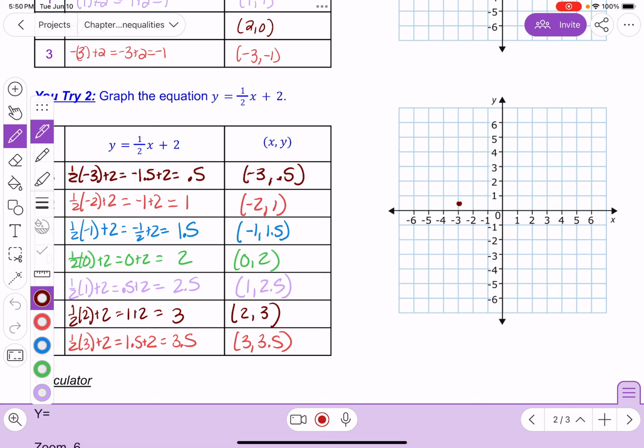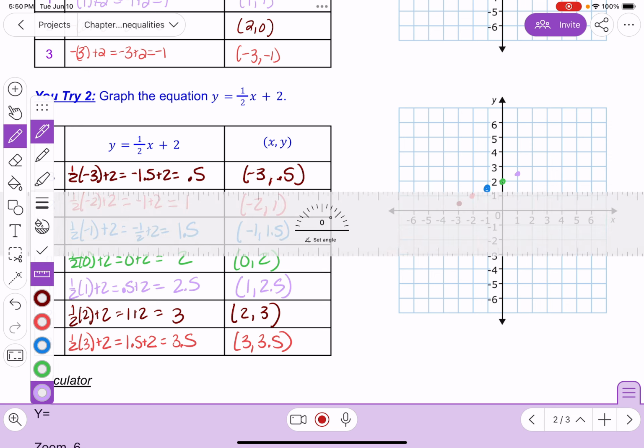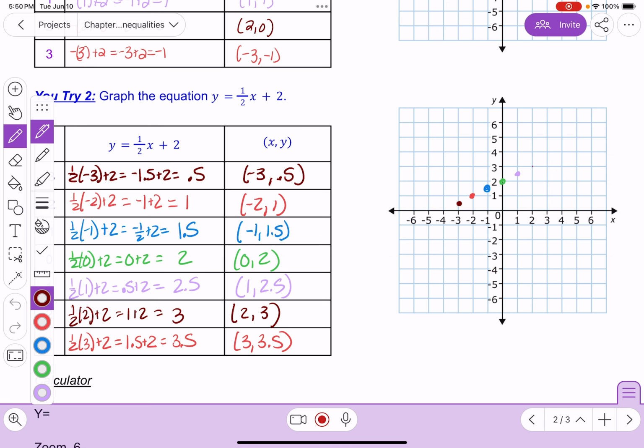Negative 3 comma 1/2. Negative 2 comma 1. Negative 1 comma 1.5. 0 comma 2. 1 comma 2.5. 2 comma 3. And 3 comma 3.5. So just like we could use slope-intercept form, you can also use a table. Both of those things work.